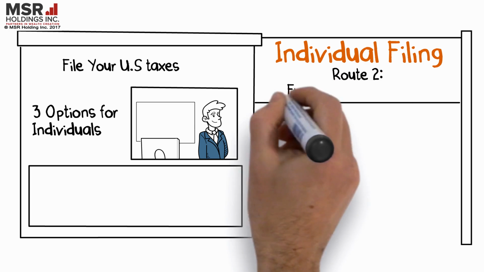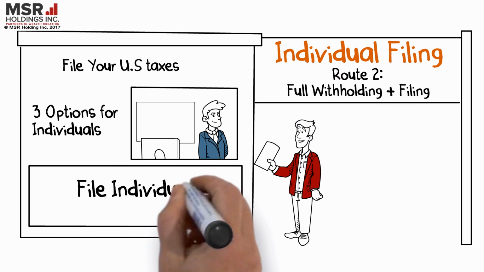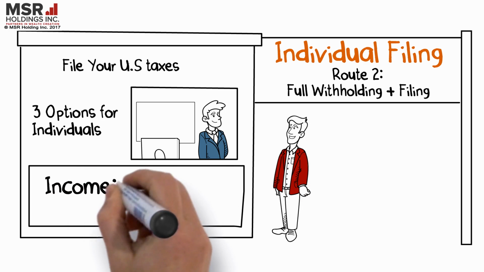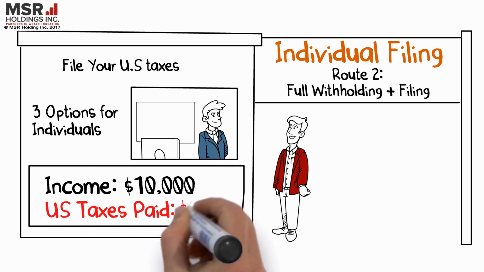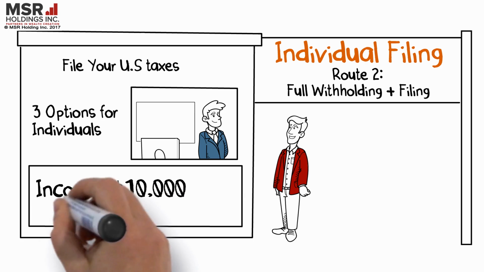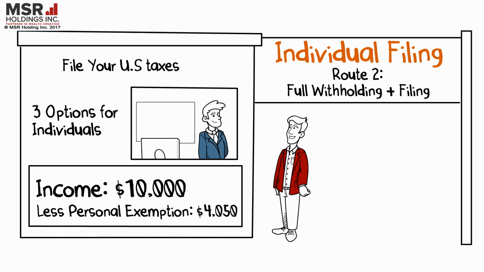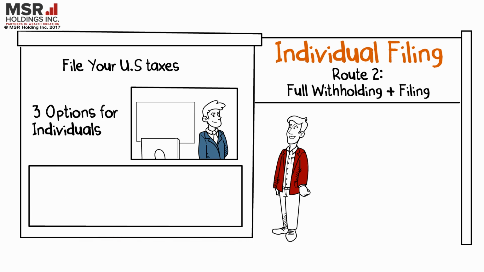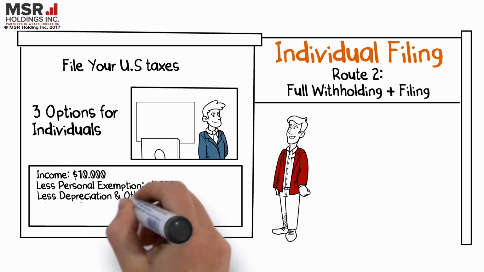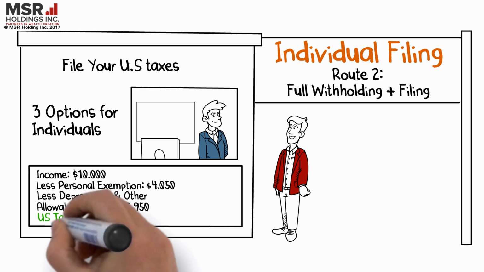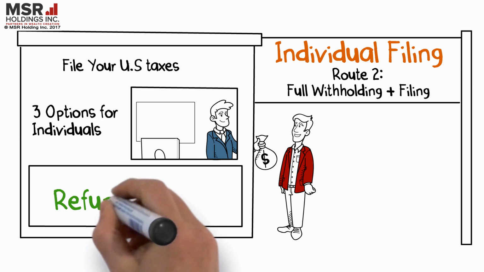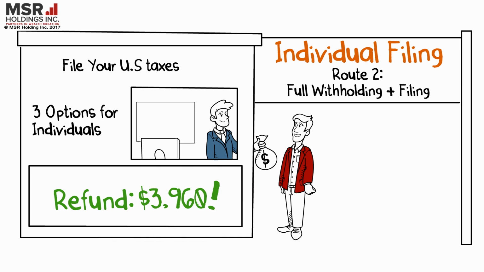In individual investing Route 2, you still choose to have your taxes withheld, but you file your U.S. taxes at year-end. Similar to Route 1, if your income is $10,000, funds withheld would be $3,960. When you file your U.S. taxes at year-end, you will claim the personal exemption of $4,050. Then, you will claim depreciation and other allowable expenses on your investment property. In this example, we've used the amount of $5,950, which on $10,000 in income will reduce your taxes owing to 0. Once your tax return has been assessed by the IRS, you should expect a full refund of your withholdings.